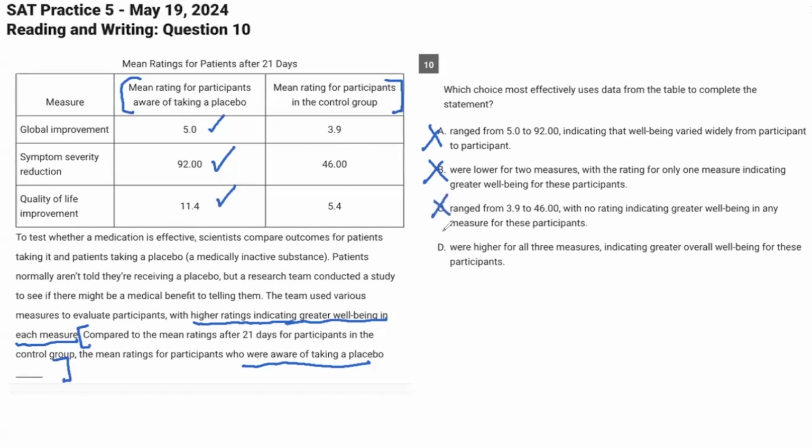I'm going to check it to make sure that it matches with what we're seeing in the table. Oh, we're higher for all three measures, indicating greater overall well-being for these participants. So this is obviously the correct answer. This was something we noticed as well when we looked at these numbers. The mean rating for participants aware of taking a placebo, they were higher on all three counts. So Choice D is the correct answer.